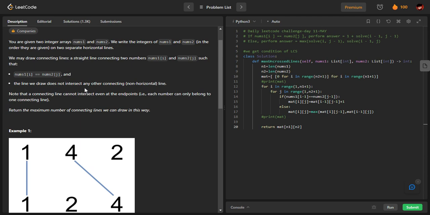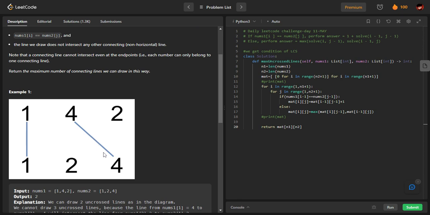The line we draw does not intersect any other connecting lines. What that means is, once I've connected 4 and 4, I cannot connect 2 and 2, because then there will be an intersection. That is not allowed here. That is the meaning of this line: the line we draw does not intersect any other connecting lines. Once I've connected 4 and 4, I should not connect 2 and 2 again because it will be intersecting them. The other way you can think of it is, once I've connected 2 and 2, I should not connect 4 and 4.